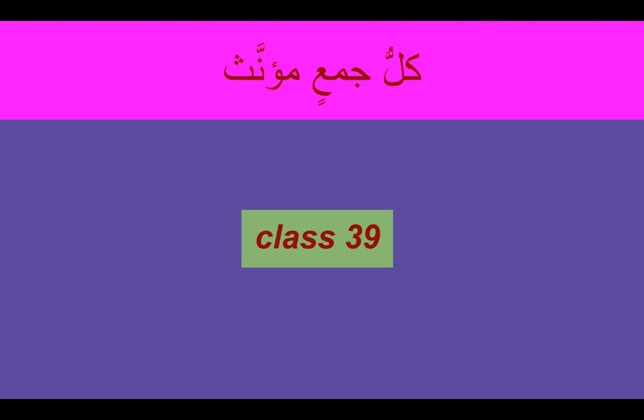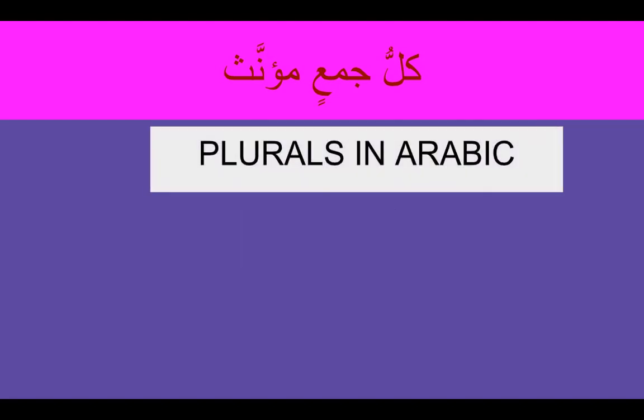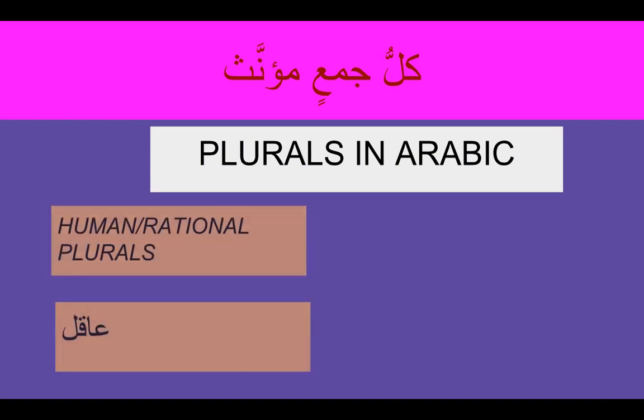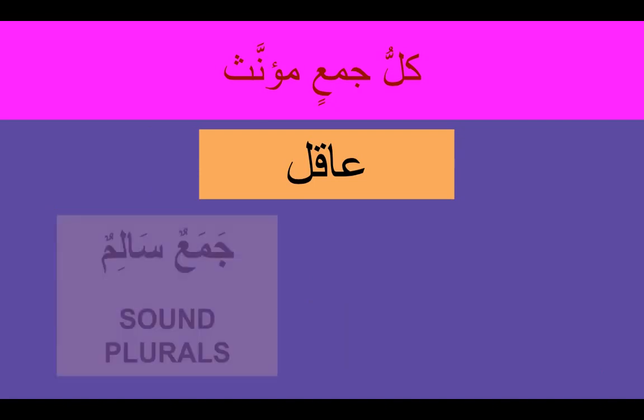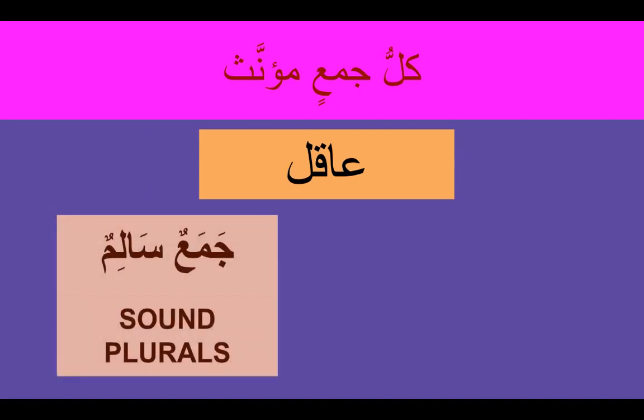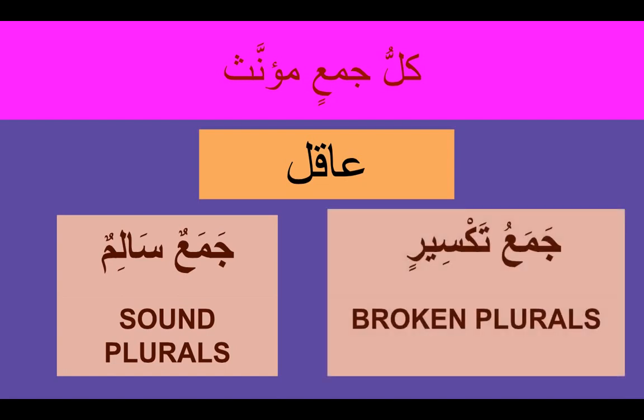So just a quick revision before we proceed. Plurals in Arabic can be classified as aqil plurals, the human or rational beings, or ghair aqil, meaning non-human or any inanimate objects, or anything having no intelligence. We did aqil, which can be of two types: jam'u salim, sound plurals where the word is retained in its original form, and jam'u taksir, broken plurals, where we break the original pattern of the word.